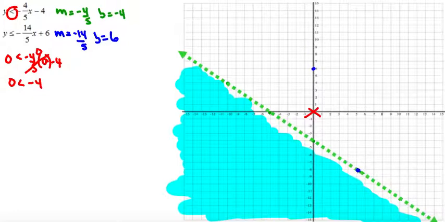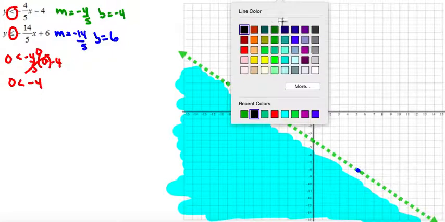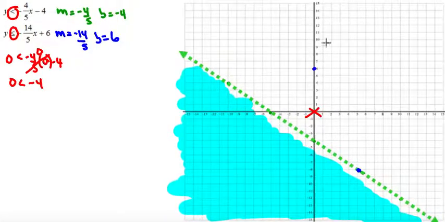Okay, since the inequality symbol is less than or equal to, the line is part of the solution, so it is a solid line.